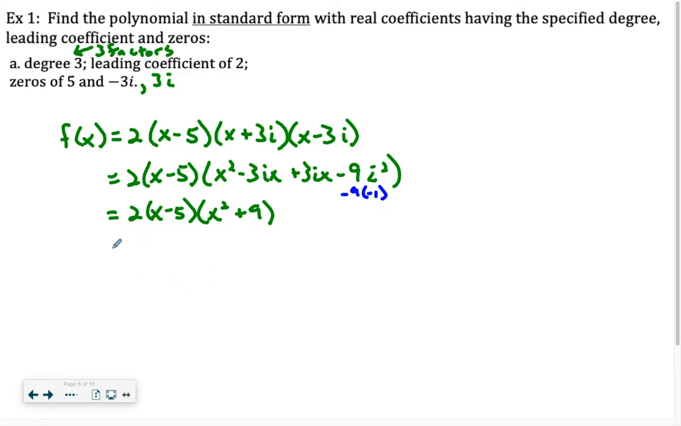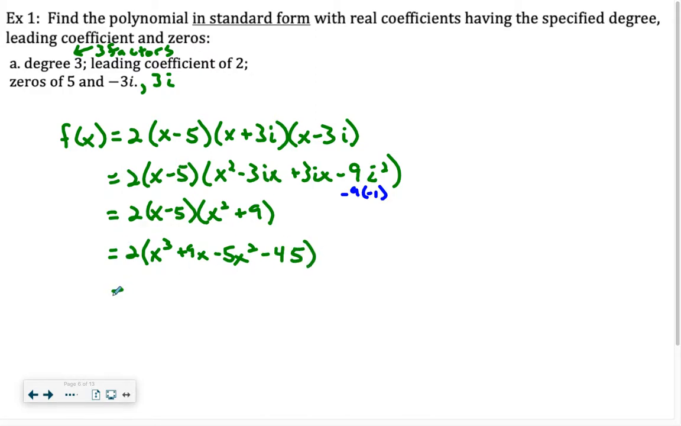So now we can keep multiplying this out, right? It actually does not matter if I distribute the 2 in here first or if I multiply this times this first. Okay, I'll multiply the binomials together first. So x times x squared would be x cubed, x times 9 would be 9x, negative 5 times x squared, negative 5x squared, and negative 5 times 9 would be minus 45.